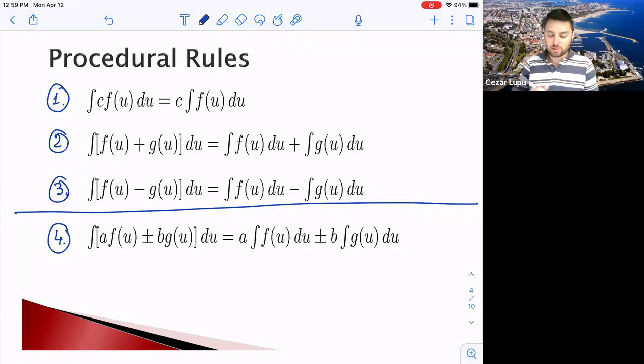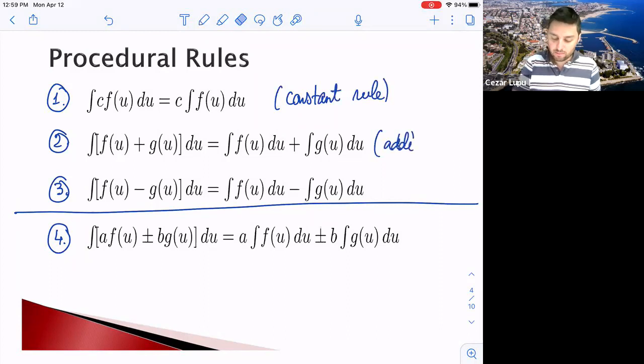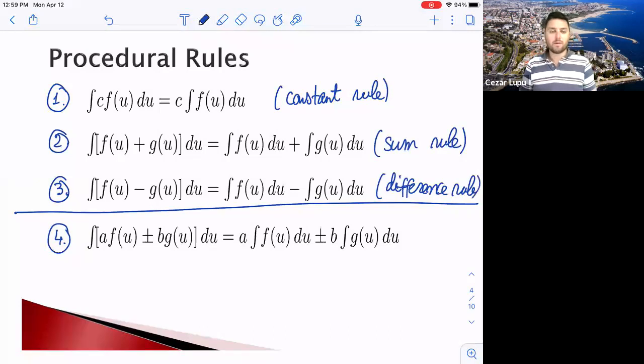And yes, you can say the constant rule for integrals. Somebody asked, Eric asked, do these rules have names like for the derivatives? Yes, the constant integral rule if you want. So this is the additive rule, or the sum rule if you want. Let me put it like this. And this one here will be called the difference rule. But you don't have to remember them by heart. I mean, they come as natural as possible.